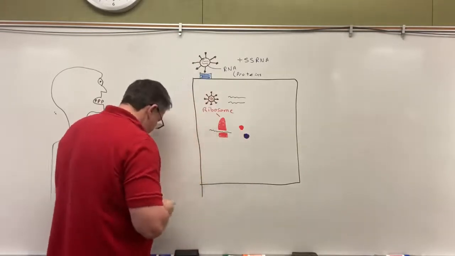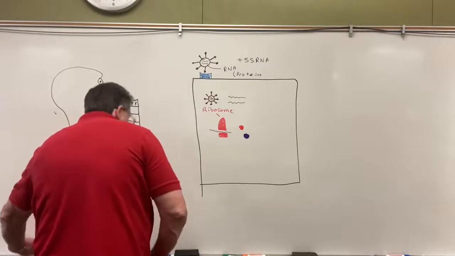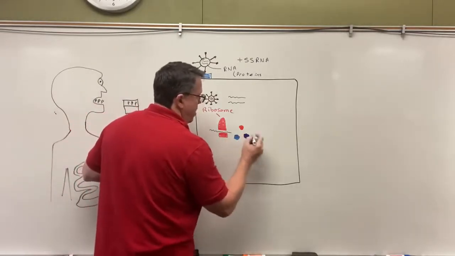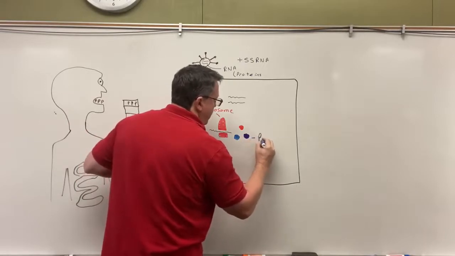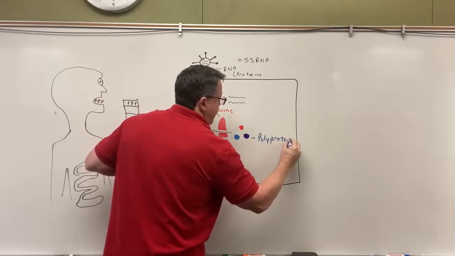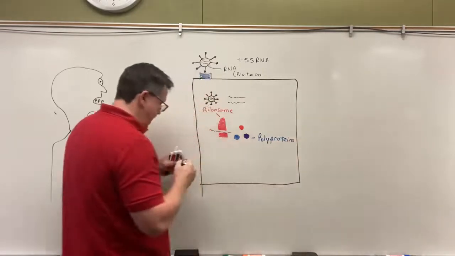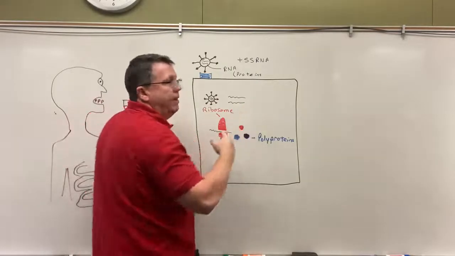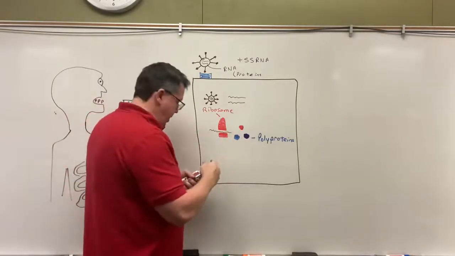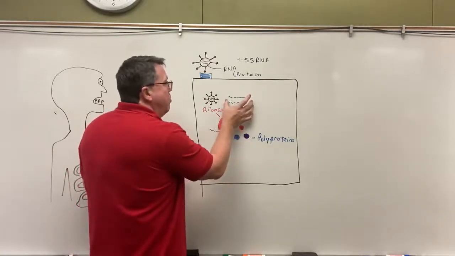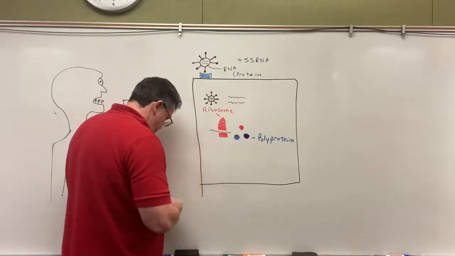Okay, and these are my polyproteins. All right, so that's my polyproteins. And then the other thing that's going to happen is I am going to have something called RNA-dependent RNA polymerase. We're just going to call it RNA polymerase right now. That's going to make more RNA.